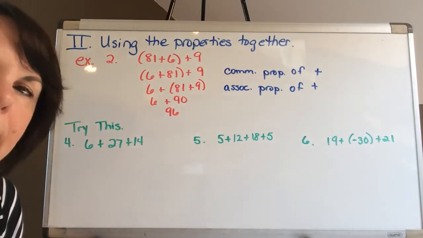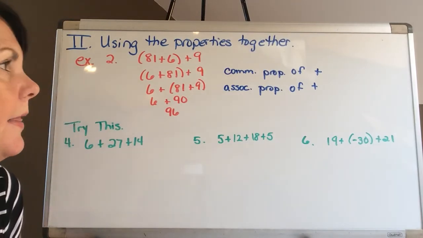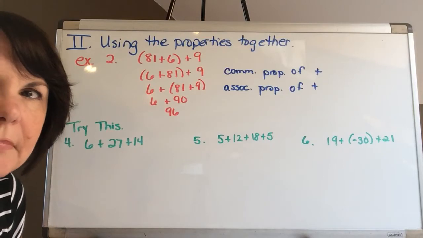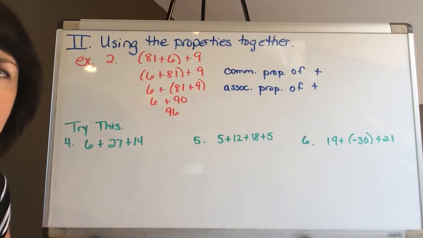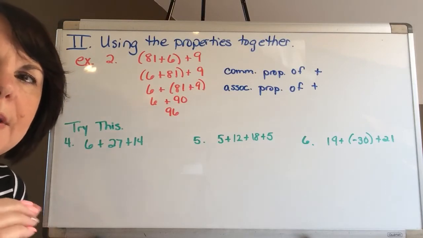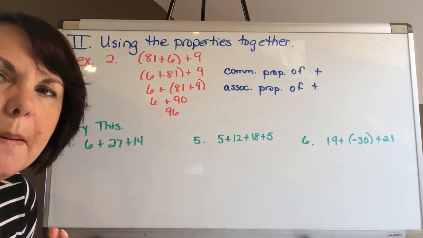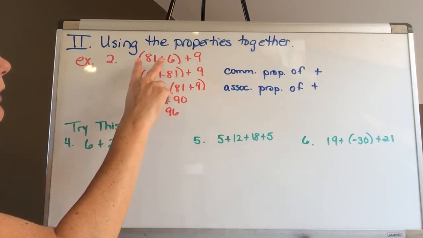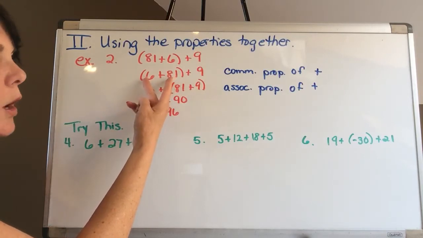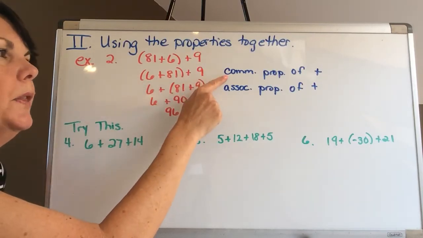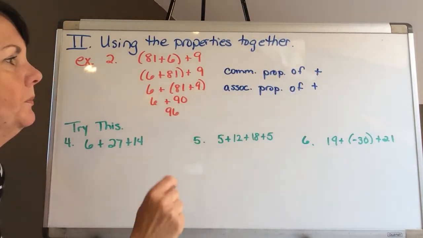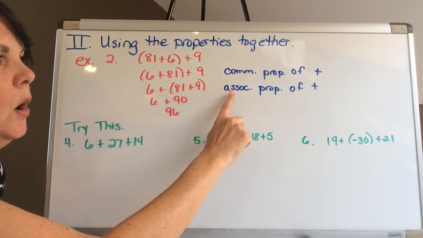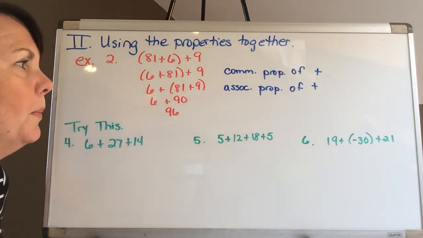Now what we're going to do that's a little bit different is we're going to use the properties together. So take a look at example 2. 81 plus 6 plus 9. Okay, that could give me 81 and 6 is 87 and then add the 9 on. I could think about this a little bit differently, especially when you want to use mental math. What numbers go together better? Well, what I could do here is flip this order around. What property allows me to do that? That would be the commutative property of addition. Next, instead of adding these two first, I'm going to add these two first. What allows me to do that? The associative property of addition.